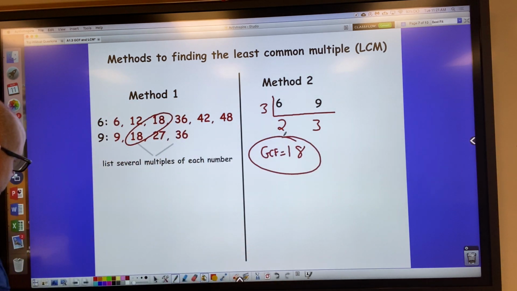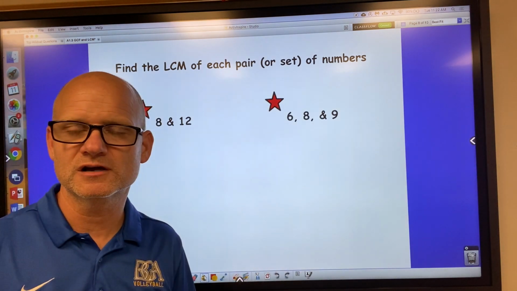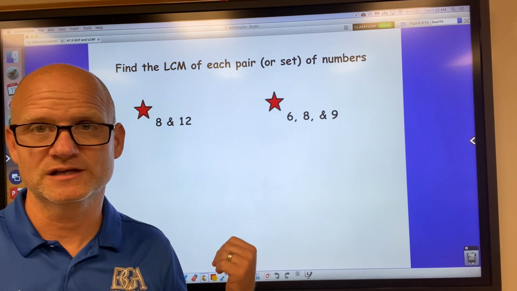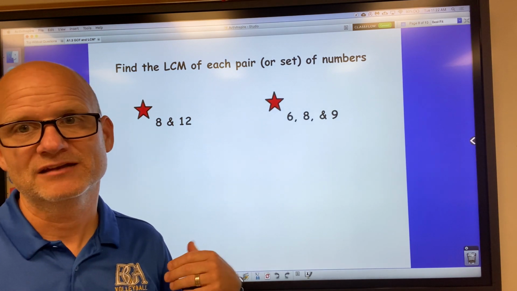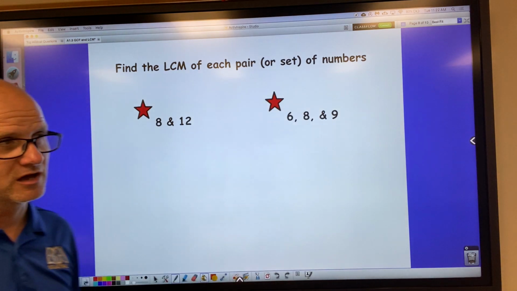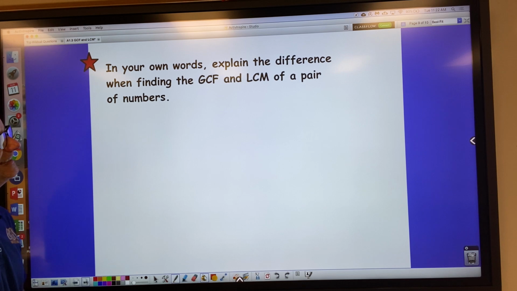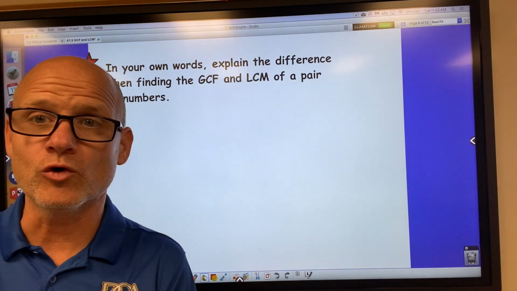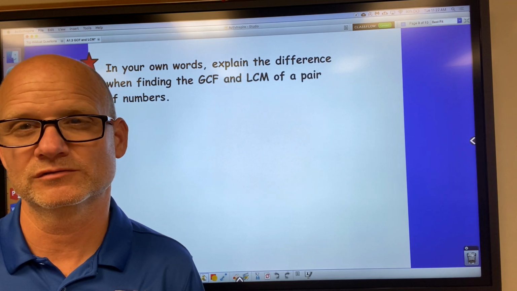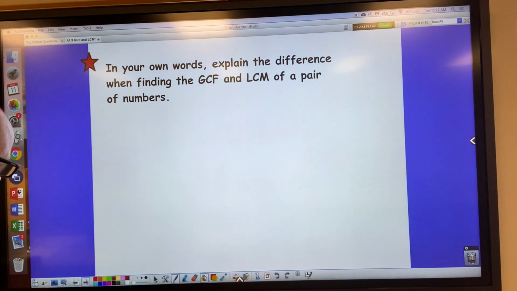So, all I want you to do, pick whichever method you want to use that I just showed you for LCM. Just pick whichever one and find the LCM of 8 and 12 and find the LCM of 6, 8, and 9. And the last thing I want you to do is just, in your own words, explain the difference between finding the lowest common multiple compared to finding the greatest common factor, in your own words. That is it, I believe.